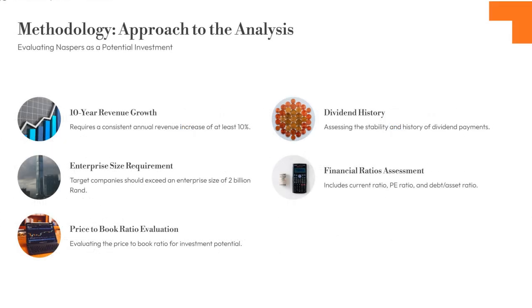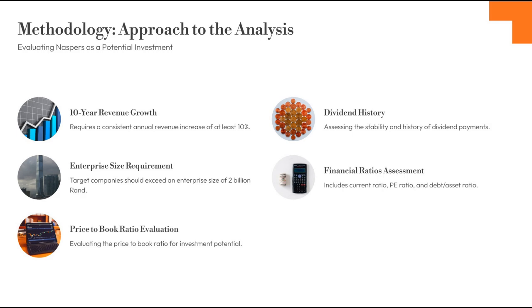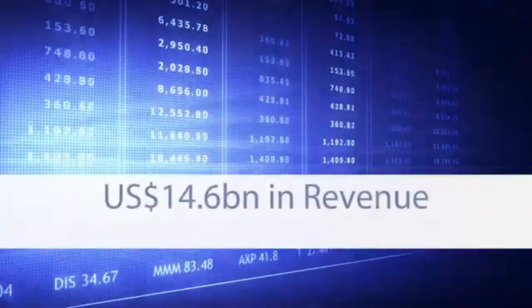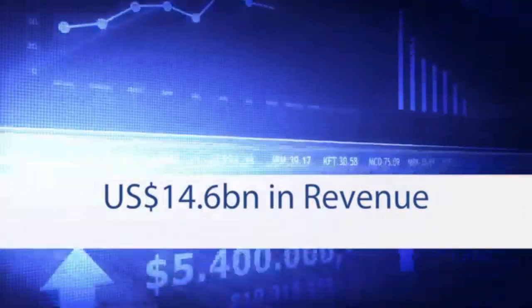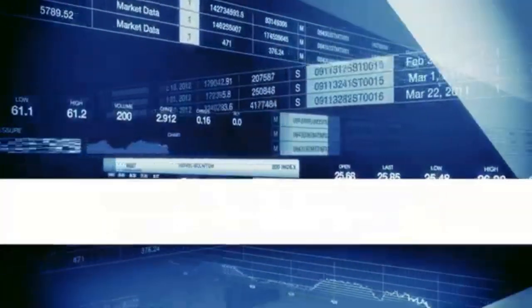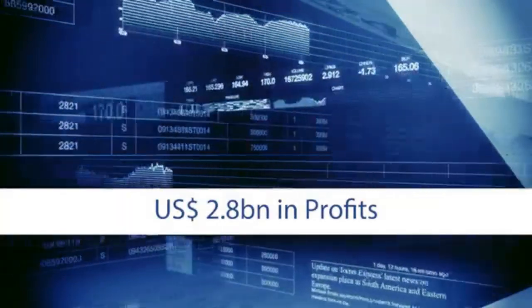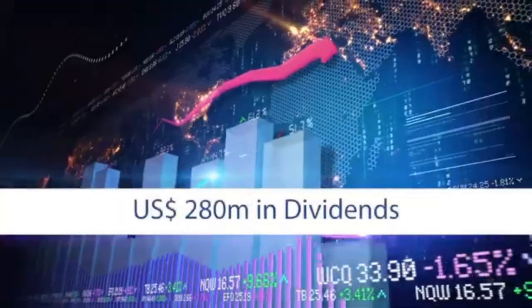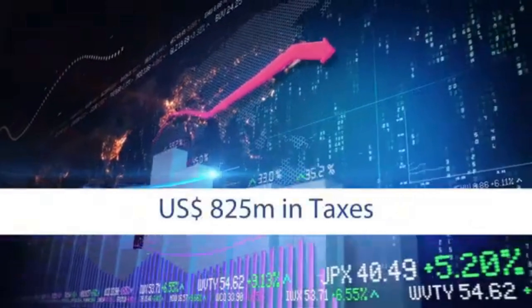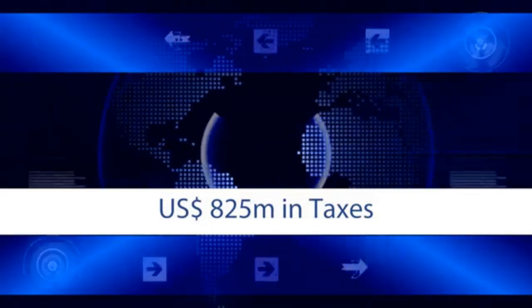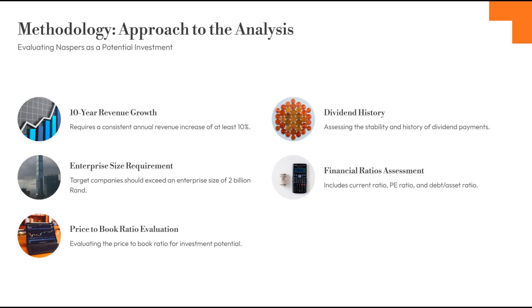Methodology: approach to analysis. Evaluating Naspers as a potential investment. 10-year revenue growth requires a consistent annual revenue increase of at least 10%. Enterprise size requirement: target companies should exceed an enterprise size of 2 billion rand. Price to book ratio evaluation: evaluating the price to book ratio for investment potential. Dividend history: assessing stability and history of dividend payments. Financial ratios assessment includes the current ratio, PE ratio, and debt to asset ratios.